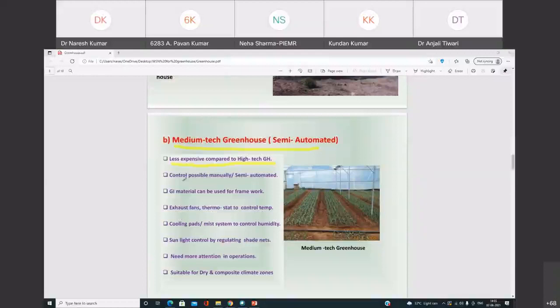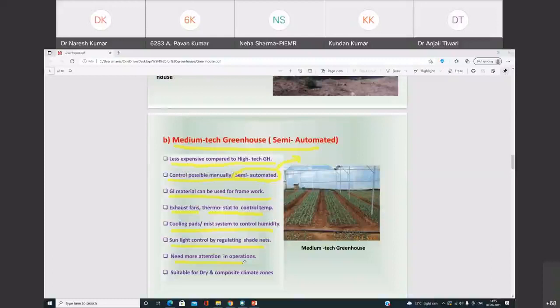So in this semi automated greenhouse, sensors and actuators will come, but the actuators will not be automatic; rather, they will be manually controlled. So one can sense the data, and accordingly the actuators will be switched on and off. GI material can be used for the framework, with exhaust fans, a thermostat to control the temperature, cooling pads, a mist system to control humidity, and sunlight control by regulating shade nets. And it needs more attention in operations.